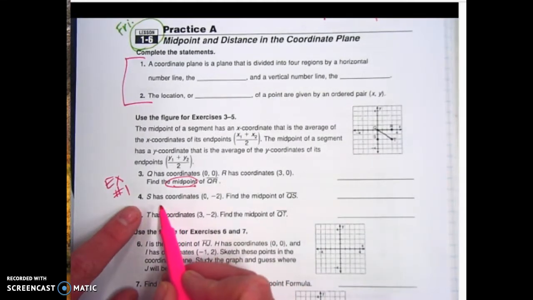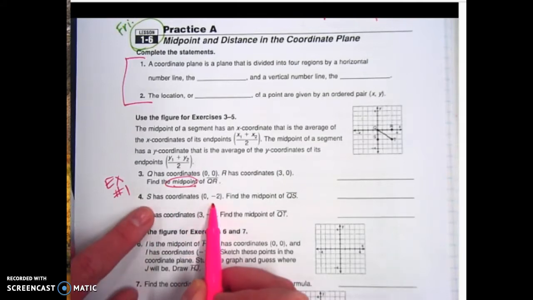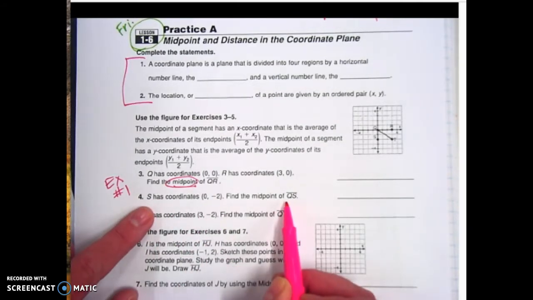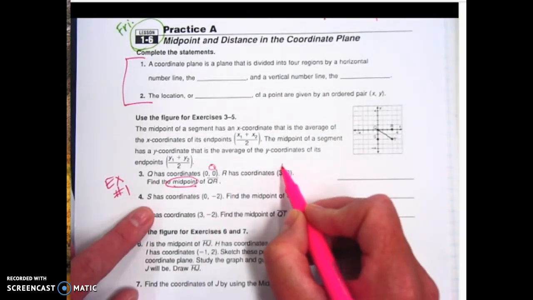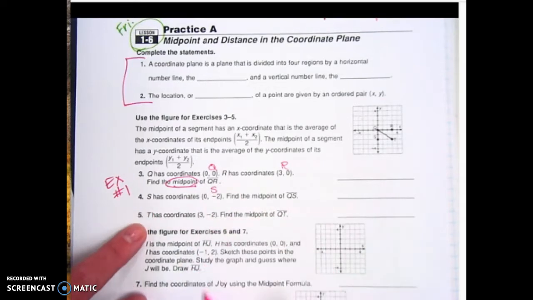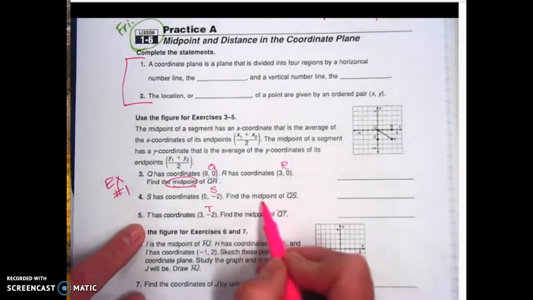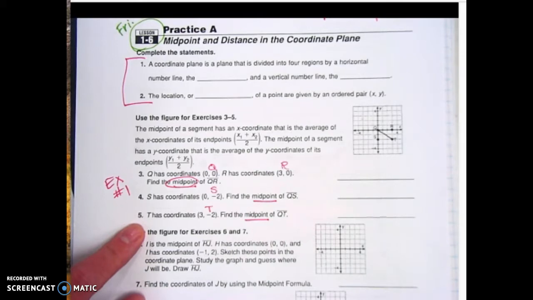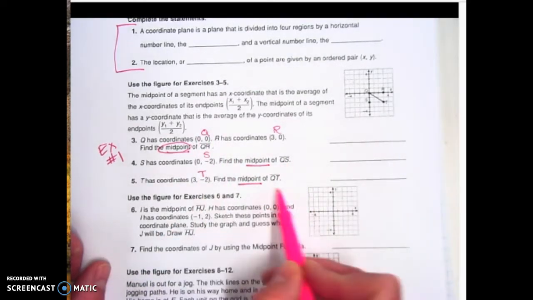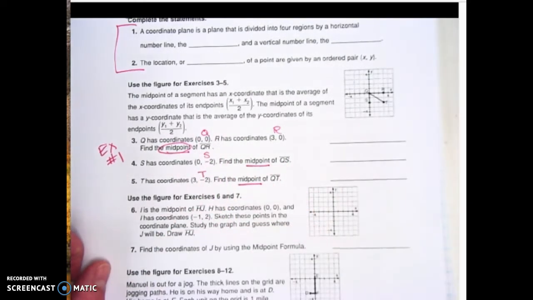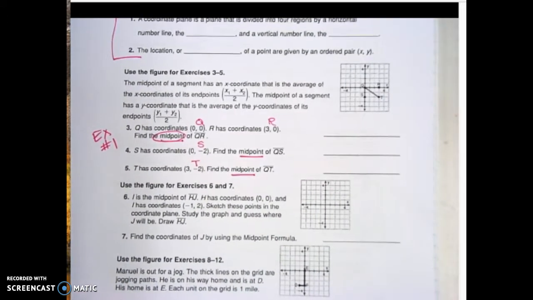Then they're going to change the endpoints on you. Now they're going to give you S, and they want you to find QS. So you have to use Q from this one. This one's Q. This one's R, this one's S, this one ends up being T, okay? Q, R, S, and T. So just pay attention to which points they want you to use, but all of them are midpoint. Okay, so if they say Q and S, you got to use Q and S. If they say Q and T, you got to use Q and T. All right?